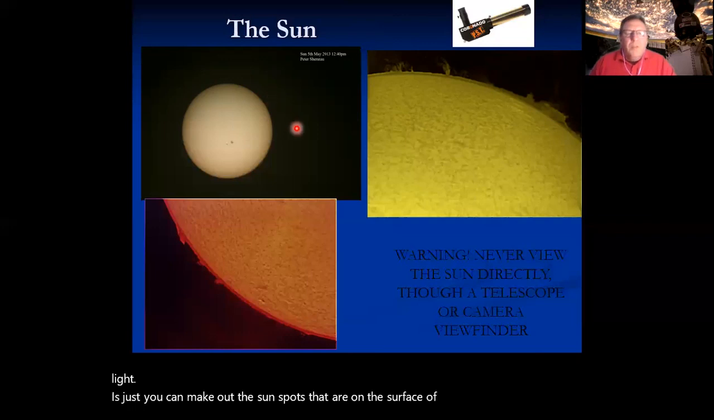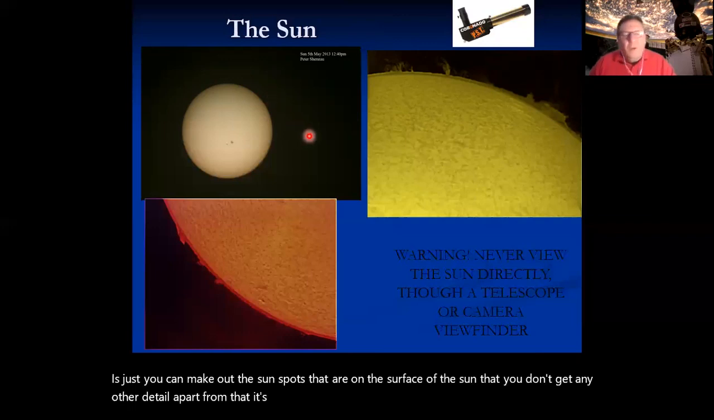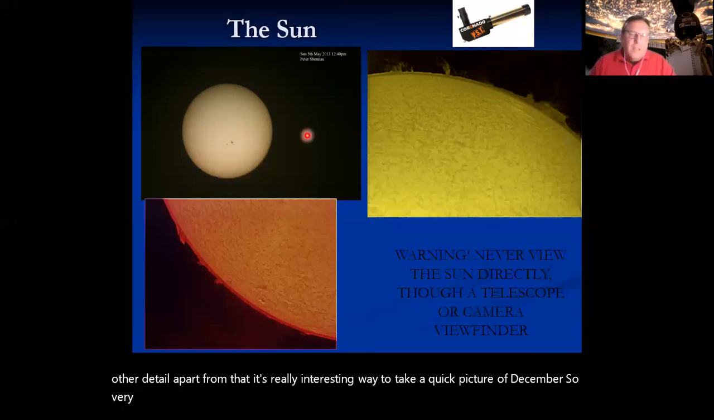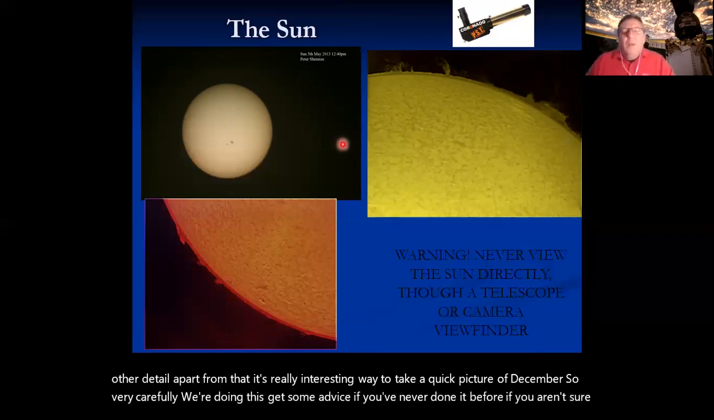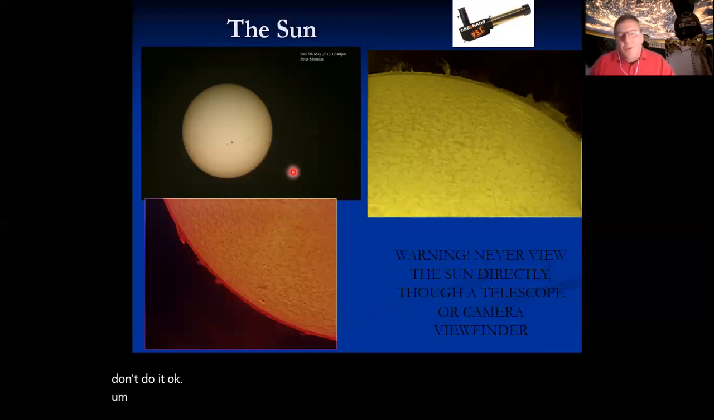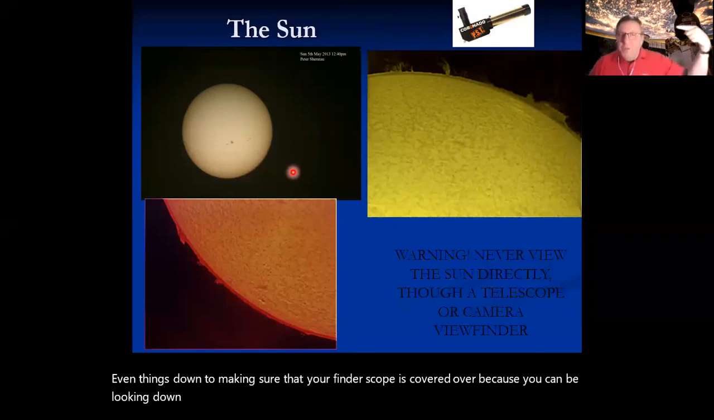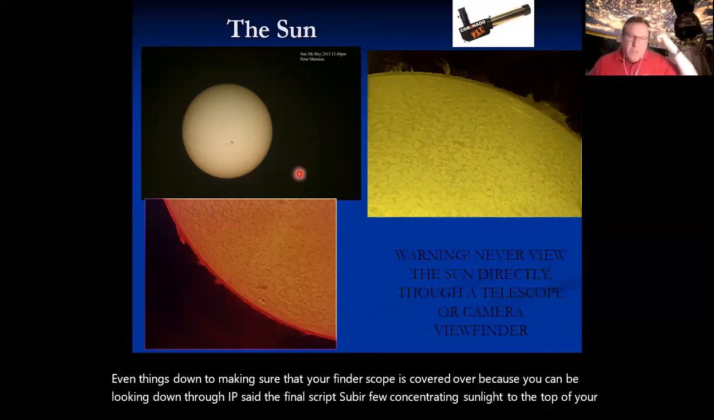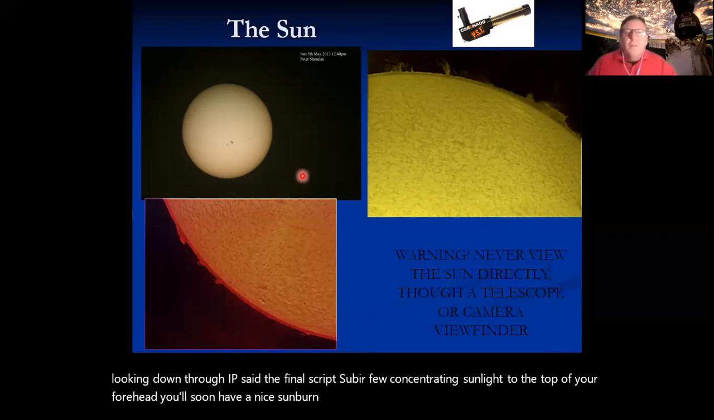But it's a really interesting way to take a quick picture of the sun, but be very, very careful if you're doing this. Get some advice if you've never done it before. If you aren't sure, don't do it. Even things down to making sure that your finder scope is covered over, because you can be looking down through your eyepiece and the finder scope's above you, concentrating the sunlight onto the top of your forehead. You'll soon have a nice sunburn on one patch of your forehead. You've got to be ever so careful doing this.